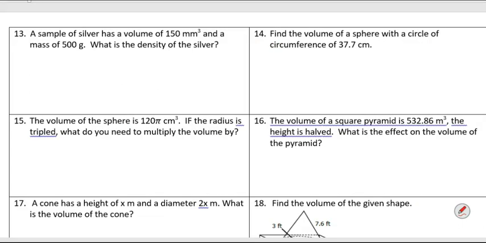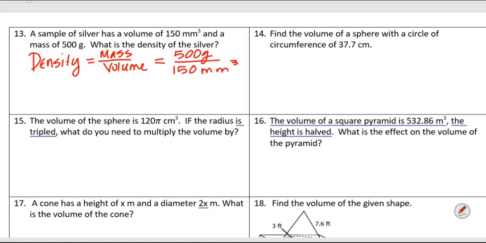Okay, for number 13, a sample of silver had a volume of 150 millimeters cubed and a mass of 50 grams. What is the density of the silver? We talked about this. Density equals mass over volume, and this is a formula that you have to know. So that means all we're going to do here is take our mass, which was 500 grams, and divide it by our millimeters. So when we do that, we get 3.33, and again, we're going to keep this just like it is right here. So it's going to be grams over millimeters cubed.